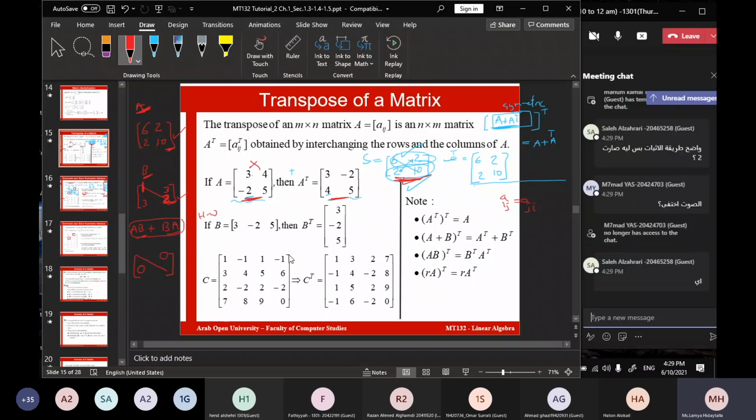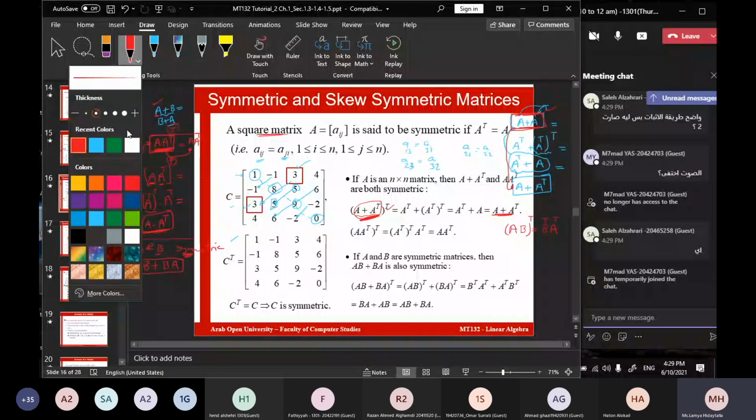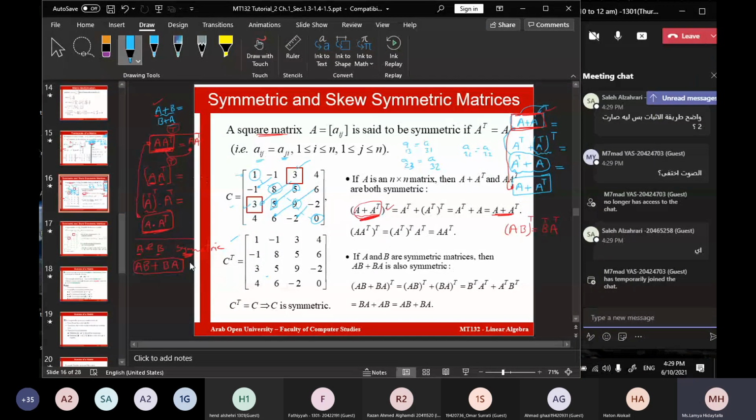Okay. طيب. يبقى let's prove that this as well is a symmetric one. What we'll do? We get the transpose of this and we check, are we getting the same matrix or no? If we're getting the same matrix, then we're done. We had a rule. What's that rule?